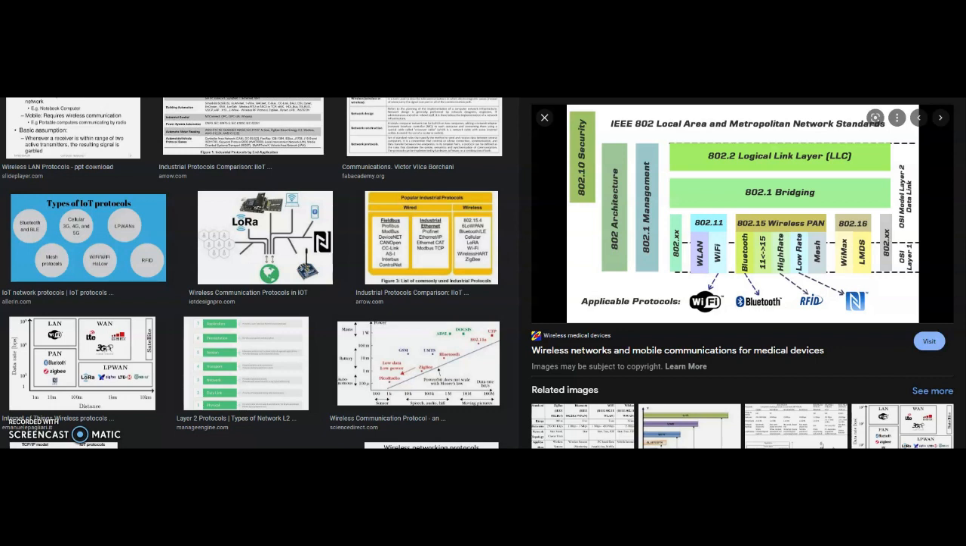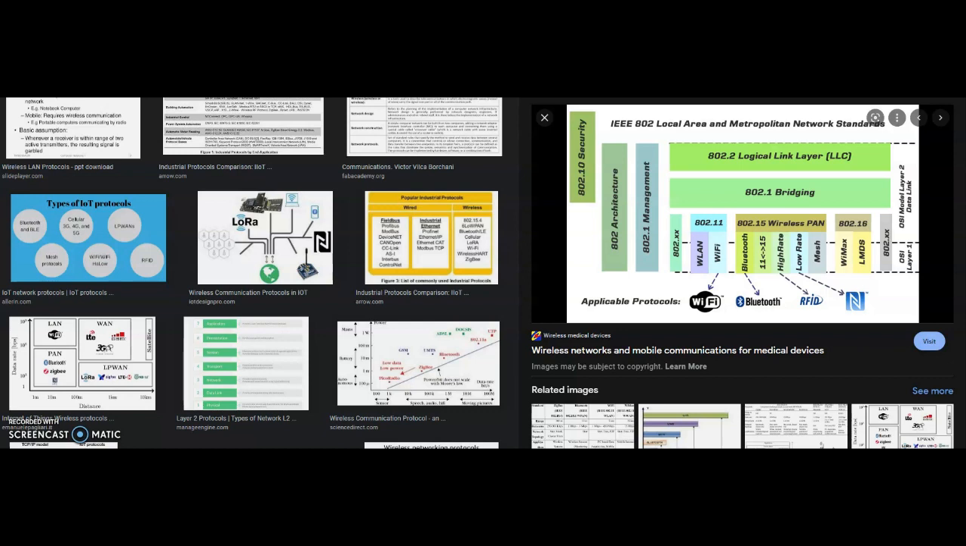Then you had 802.11ac, which was introduced in January 2014. This transmitted on 5 gigahertz at up to 7 gigabits per second, and it had 8 multiple input and output streams, versus 4 for 802.11n.